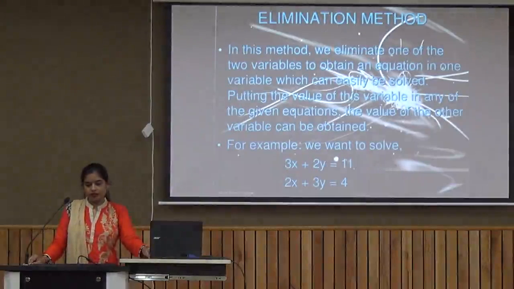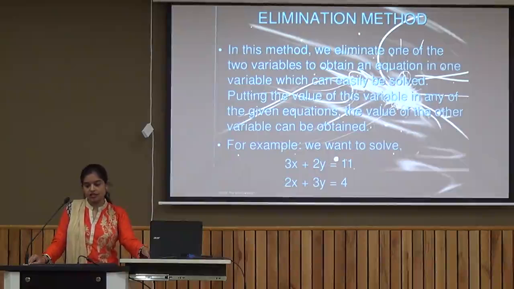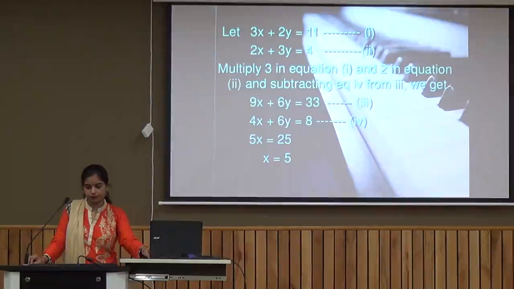Now the second method, the elimination method, in which we eliminate one of the two variables to obtain an equation in one variable which can easily be solved. Putting the value of this variable in any of the given equations, the value of the other variable can be obtained. In this method, we have to eliminate either of the two variables given in the question, and then we will find the solution of that equation. For example, we have to solve 3x plus 2y equal to 11 and 2x plus 3y equal to 4.